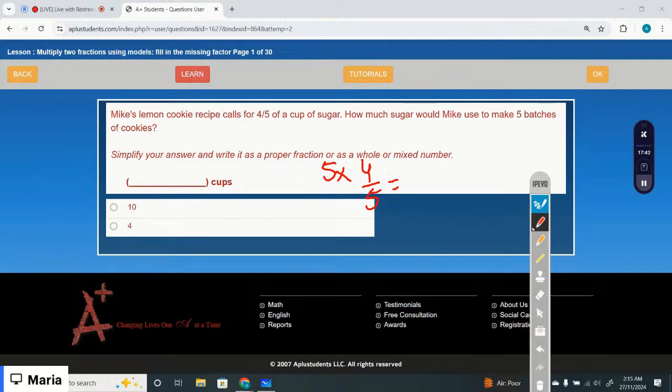That is 4, right? Because you can see 5 times 1 is 5. You are left with only 4. The correct option is option number 2. How 10?